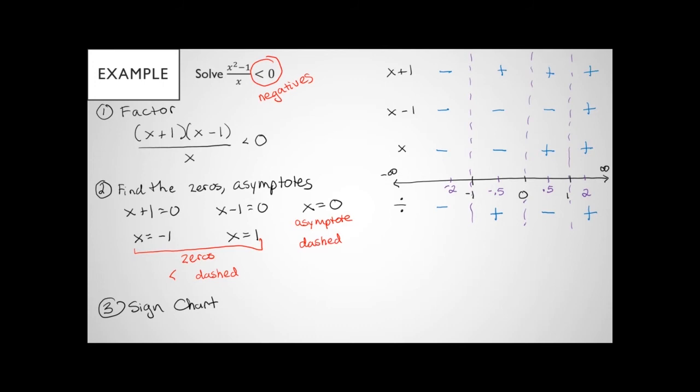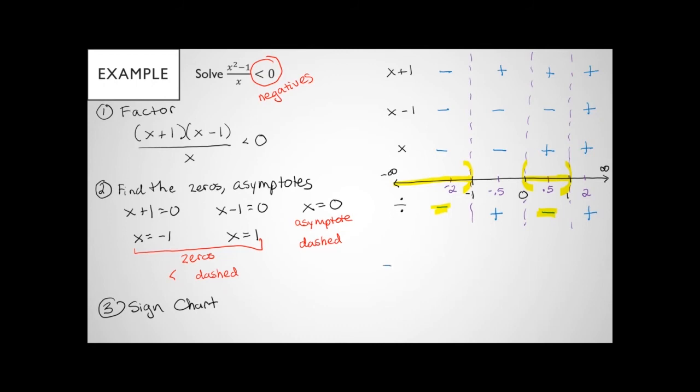Okay, so we have a less than 0, so we want the negative portion. So we're going to have 2 sections here. And so we're going to have a union to put those sections together. And because they all have dashed lines, those are all going to be parentheses.